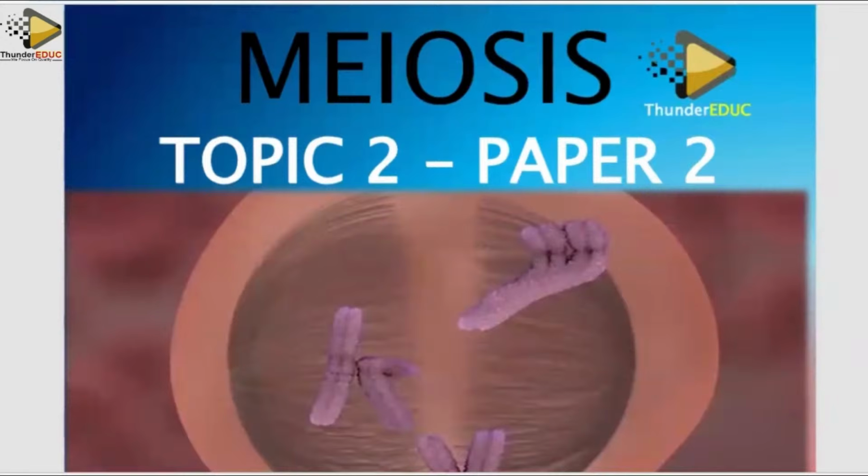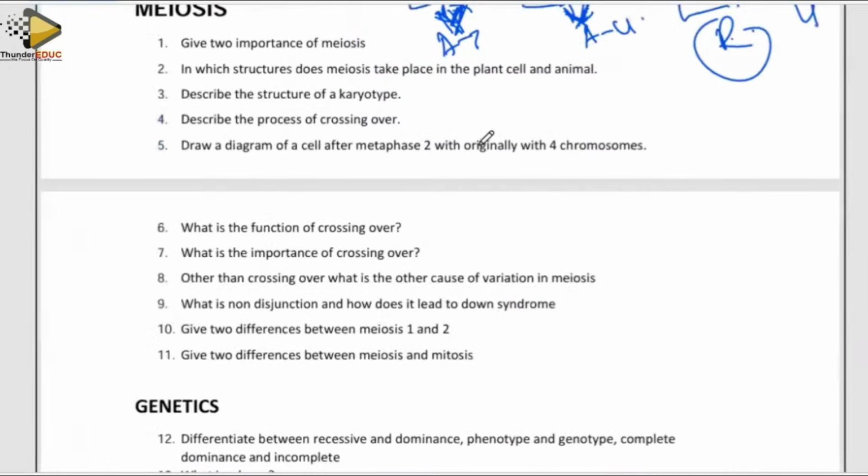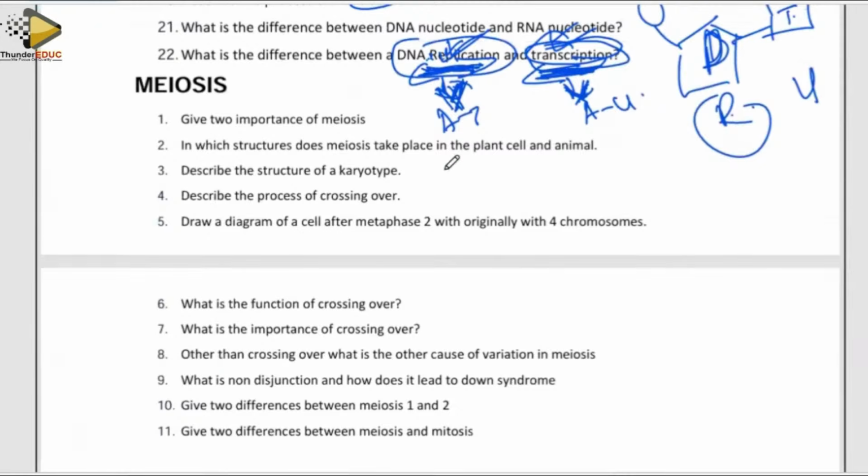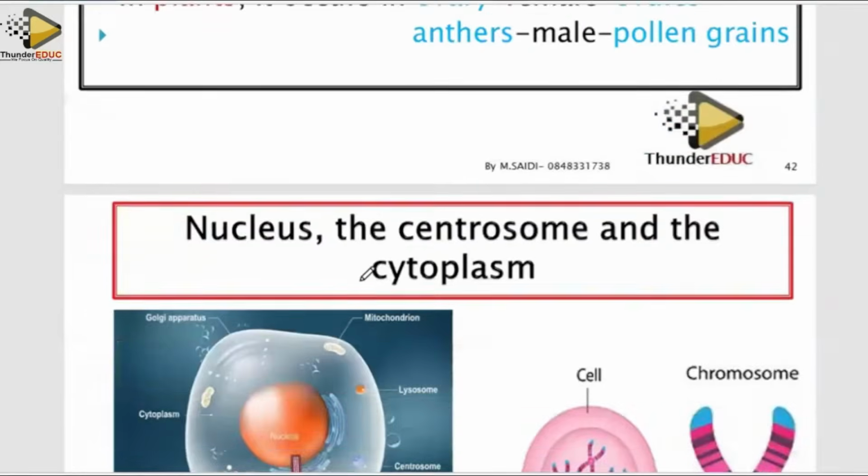So when you go back to our catch-up of meiosis, give 2 importances of meiosis. First of all, meiosis is very good for variation. Number 2, production of haploid gametes. Number 3, those things are here in the distinction material book. I don't want to go there, you understand.